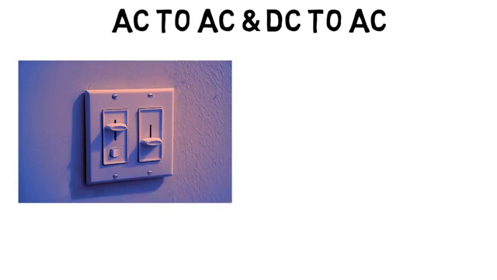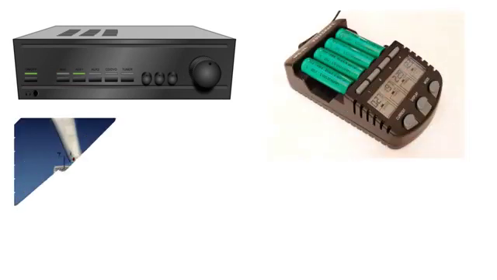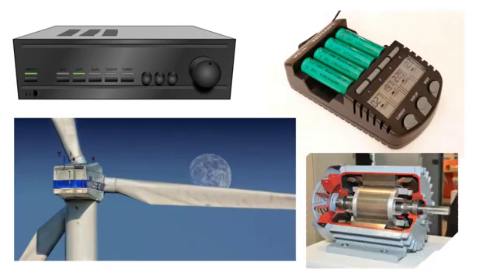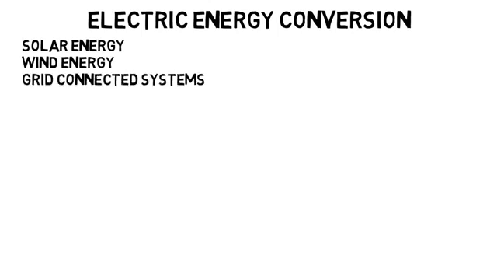Now these can all be used for so many more applications, but all these were the simple ones we can all understand. Power electronics can be seen in audio amplifiers, battery chargers, wind turbines, motors, and so on. There's of course way more to a power electronics class, but it's just too complicated for a video like this. Then you could also take an electric energy conversion class, which is essentially learning specifically about solar energy, wind energy, grid-connected systems, and so on.